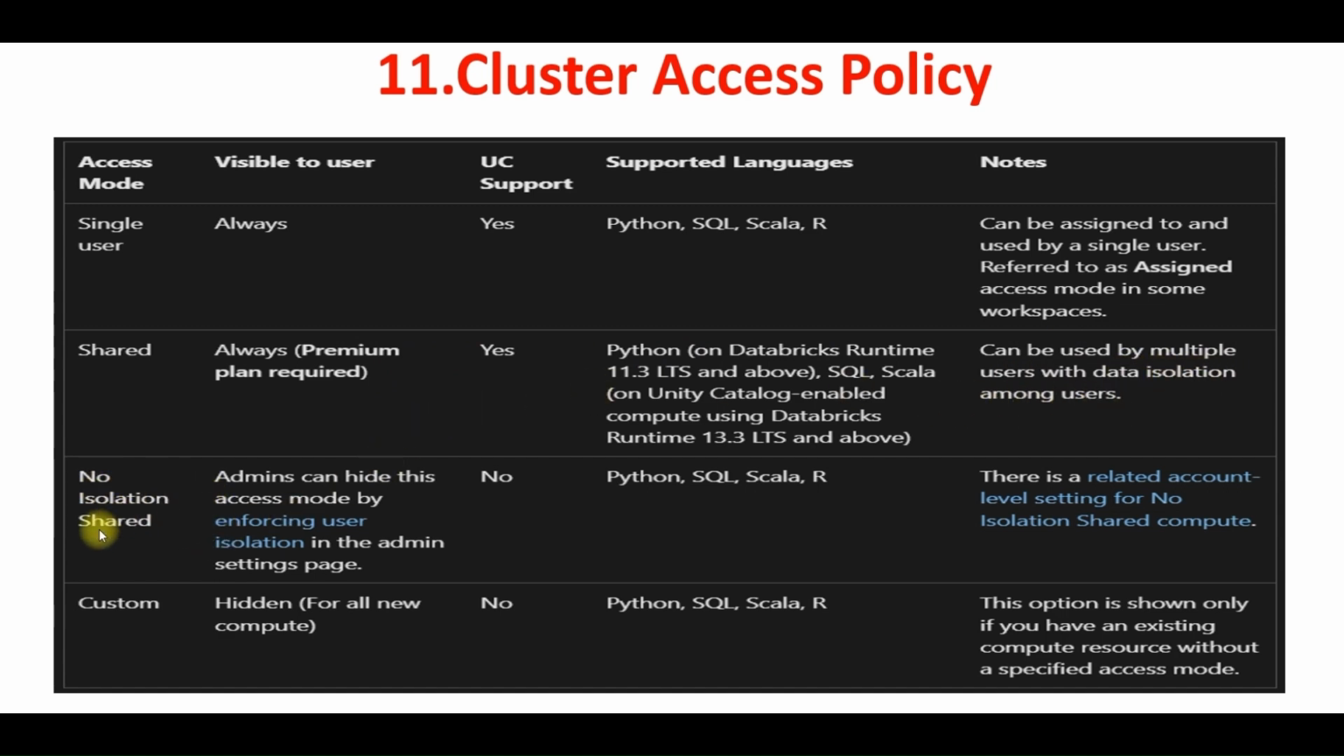Then the third type is no isolation shared. The admin can hide this access mode by enforcing user isolation in the admin setting page. And there is a related account level setting for no isolation shared compute, where you can use the Python, SQL, Scala and R languages. Then there is the custom mode. This option is shown only if you have an existing compute resource without a specified access mode. Now let's understand with the help of a demo.